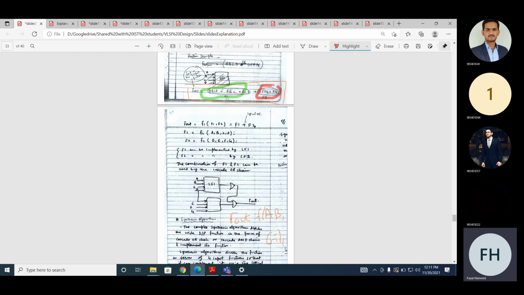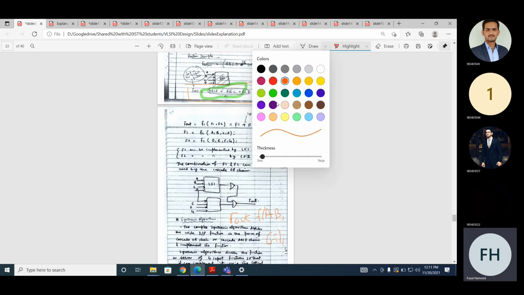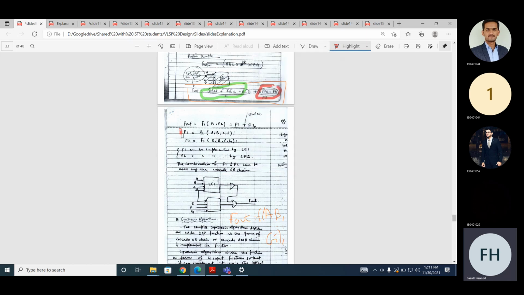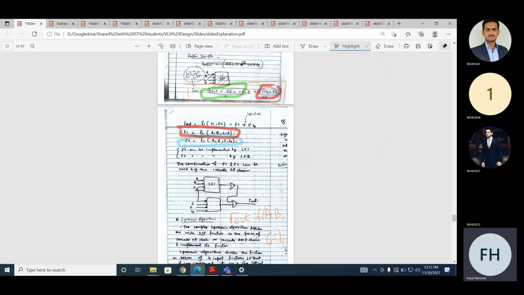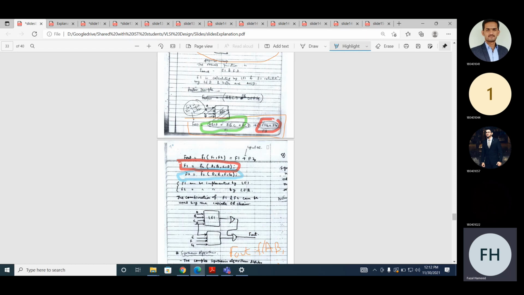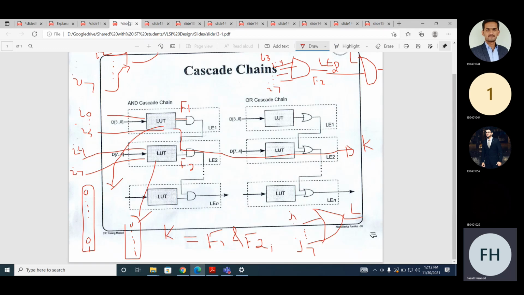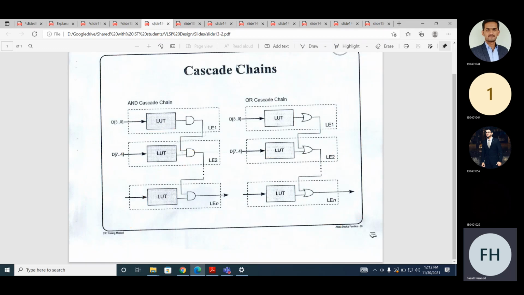Now if you look at these two functions, F1 is a function of A, B, C, D, and F2 is a function of D, E, F, G. Now if you look at this F out, F out is actually F1 or, this is not plus, this is actually logical OR. F1 or F2. Which chain will we use? Or chain. Or chain.